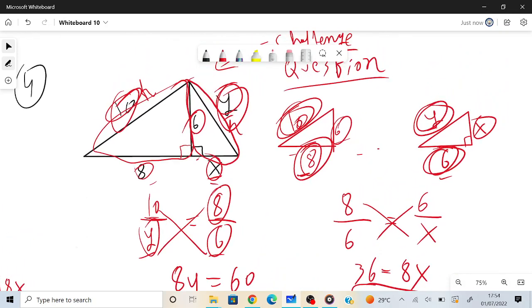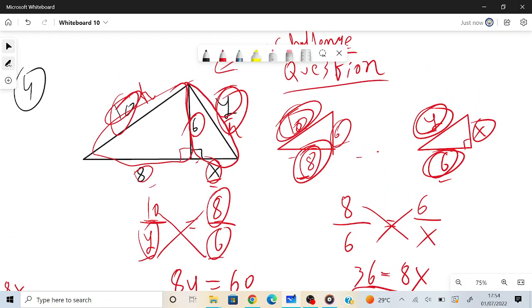As you can see in this question, we had to separate the two triangles out. It may look complicated at first, but you can see as we got something like this, it became much easier then.